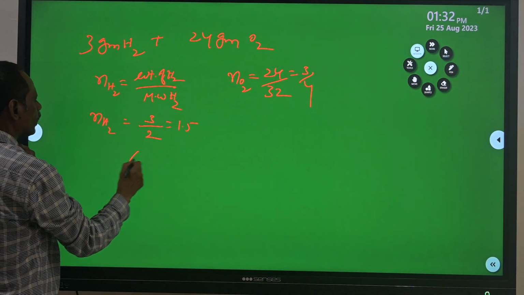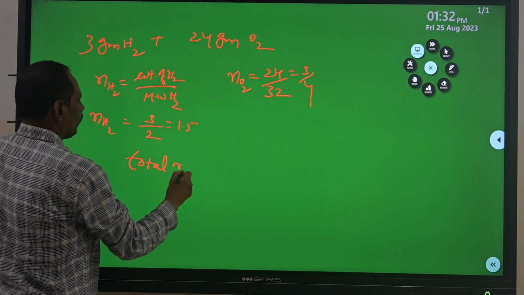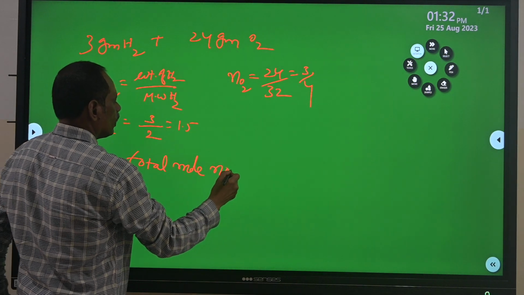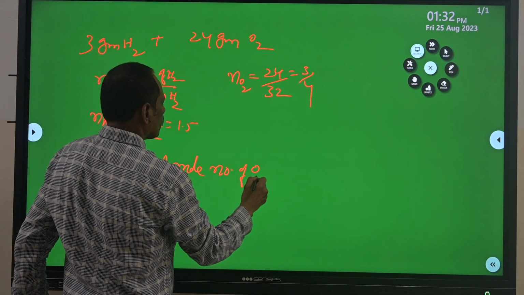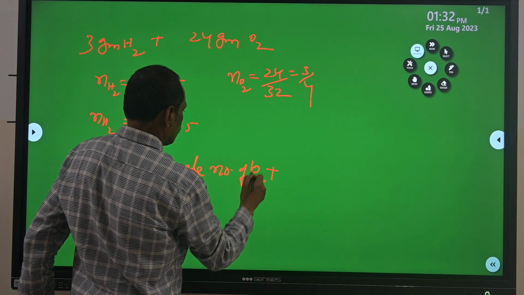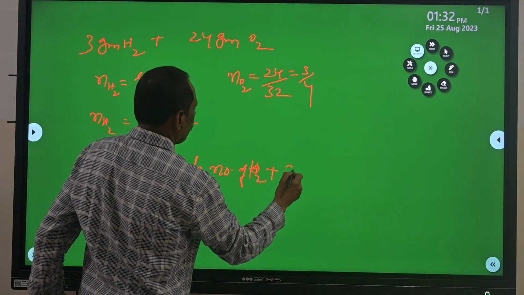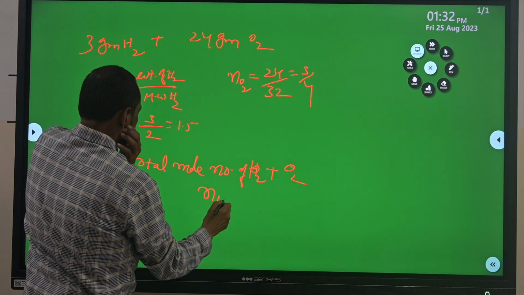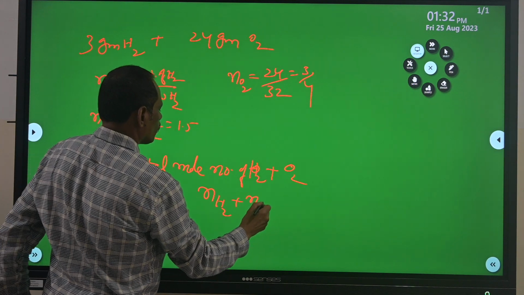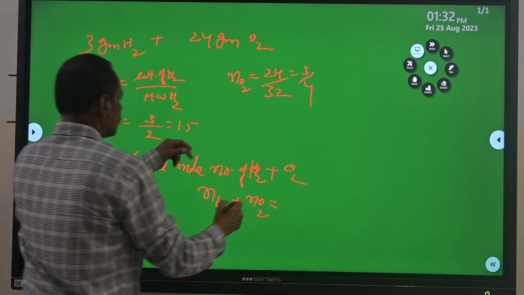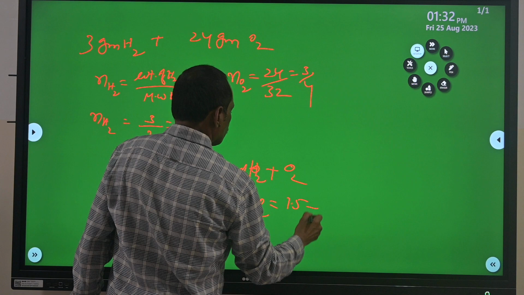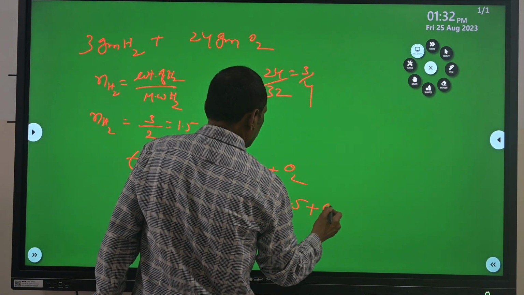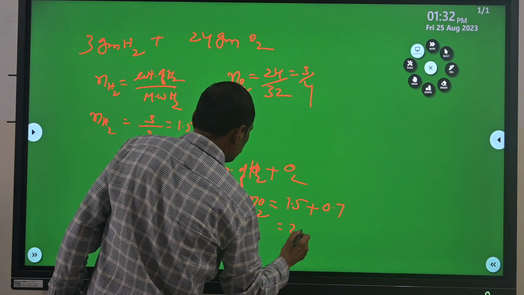Then the total mole number of hydrogen and oxygen. That's number of moles of hydrogen plus number of moles of oxygen. It is 1.5 plus 0.75. That is 2.25.